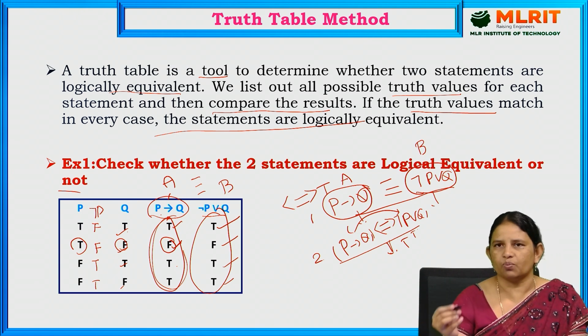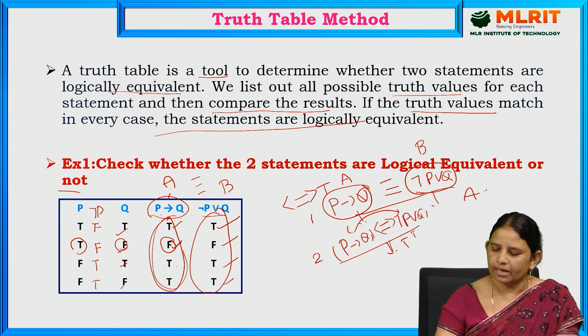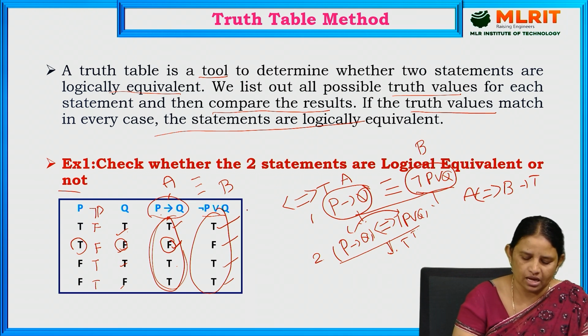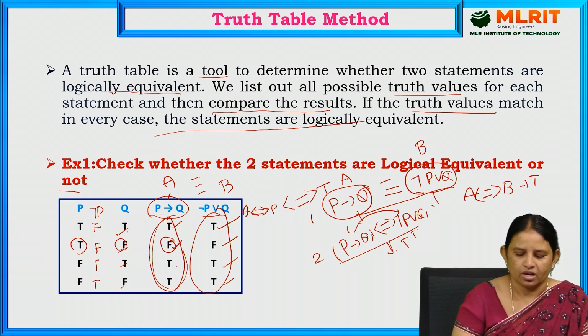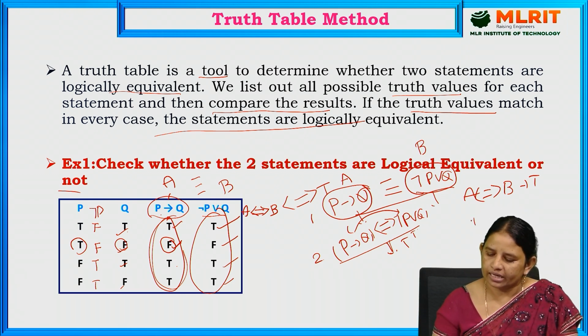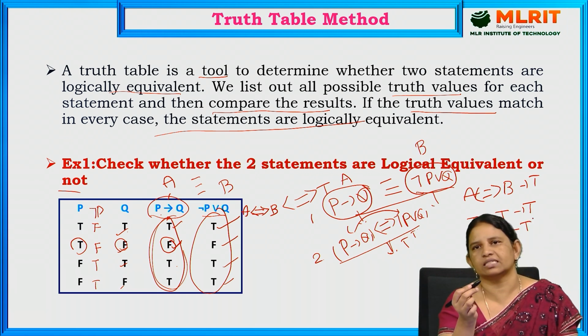And one more condition I told just now: if A implies B returns a tautology, then it is a logical equivalent. That means we need to take A equivalent to B. What is the biconditional statement? A biconditional statement returns true if both values are the same. That means true with true, and false with false, also true. For the remaining cases, it returns a false value.